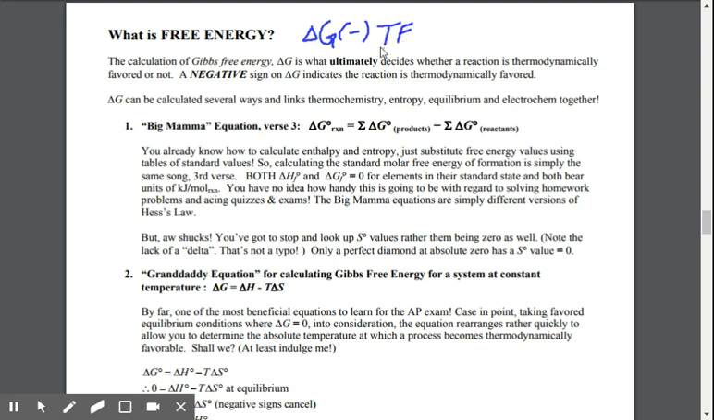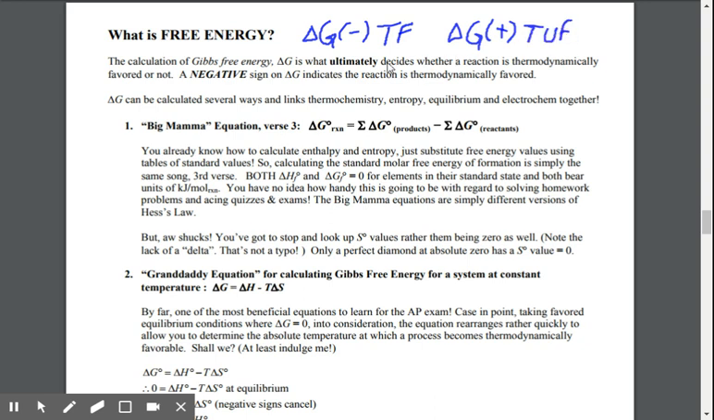You do want to write this whole word out, thermodynamically favorable. If you're just jotting down notes or practice problems, it's okay just to shorten it to TF. But if you're writing on an actual exam, spell it out, thermodynamically favorable. So if delta G is positive, then that indicates that the reaction is thermodynamically unfavorable.